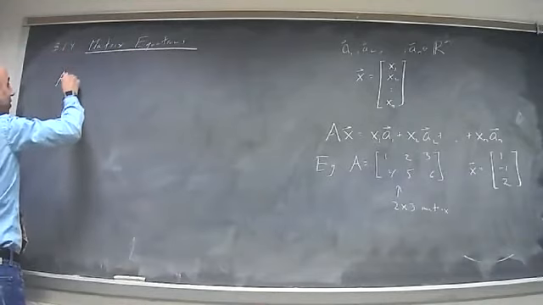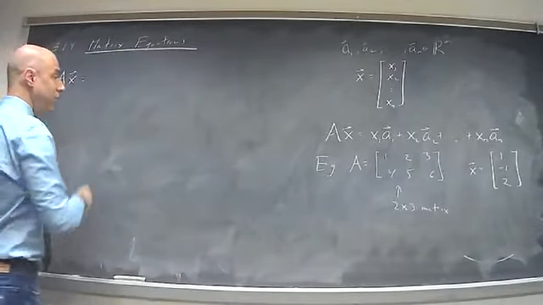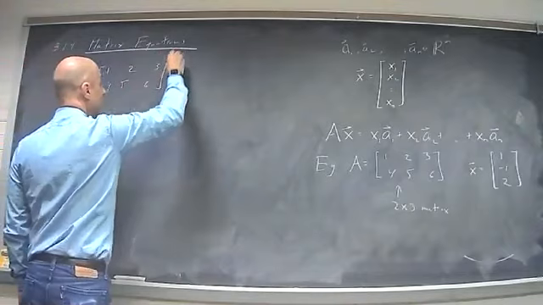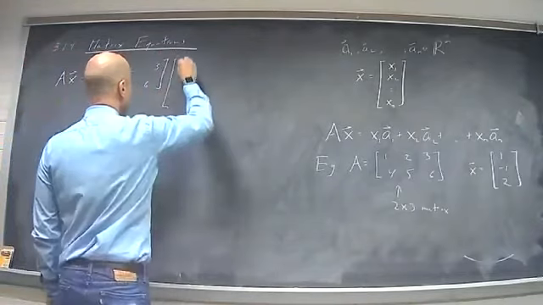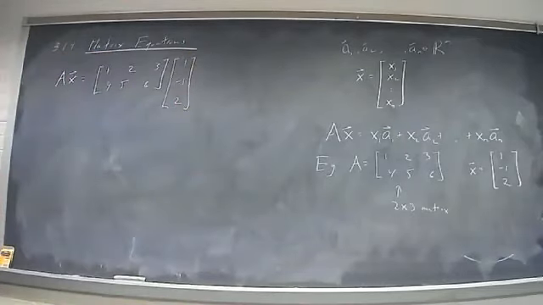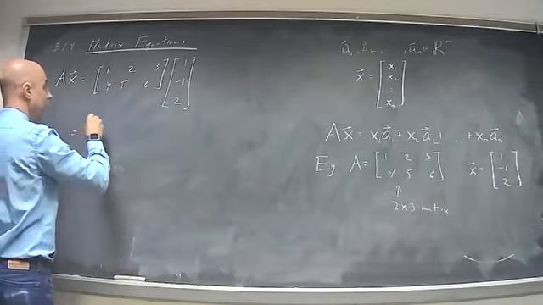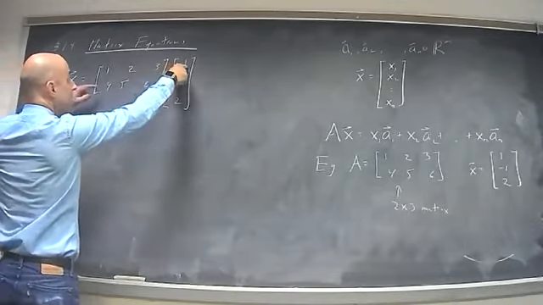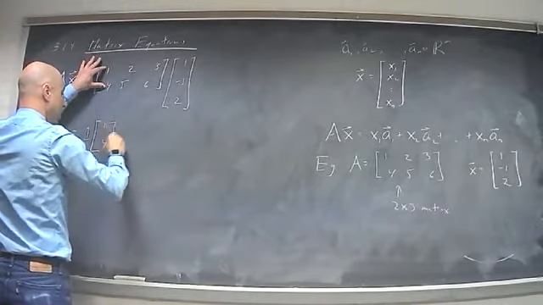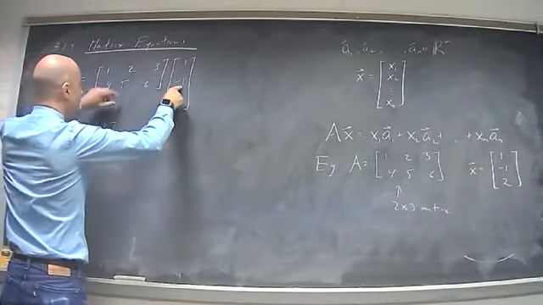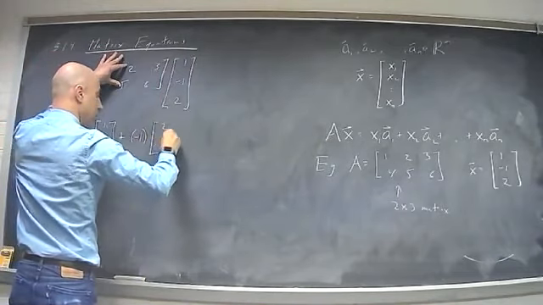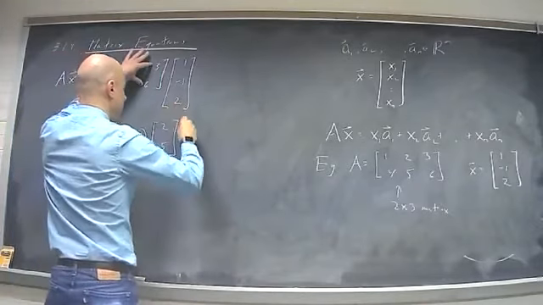Then A times X, which is just 1, 2, 3, 4, 5, 6 times 1, -1, 2, is equal to this number times the first column, so 1 times 1, 4, plus this number times the second column, plus this number times the third column.